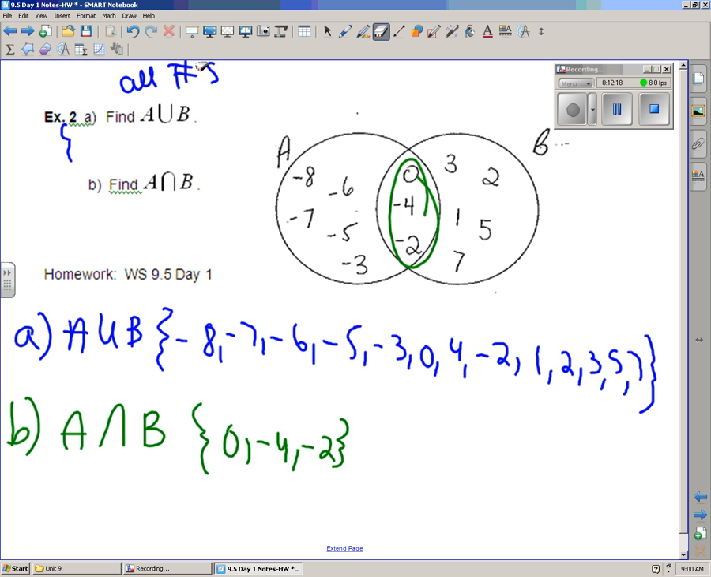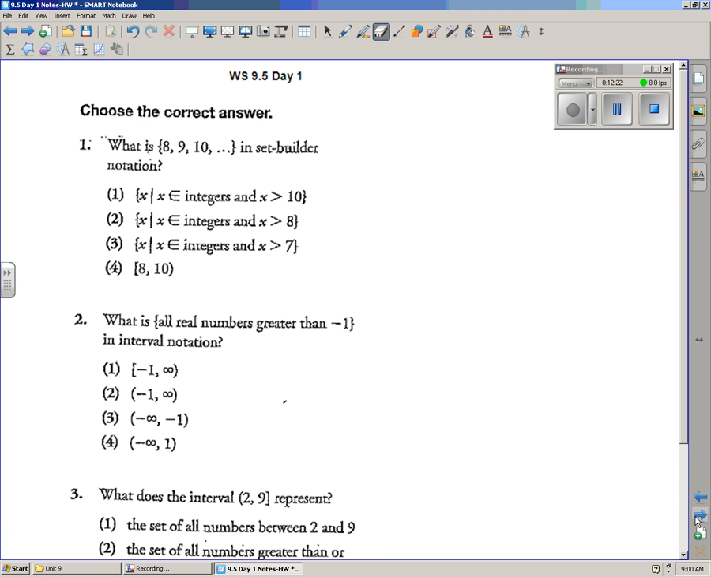Okay, so that should do it for you. When you see your homework, I think you're going to find that it's going to be a little bit more straightforward what they're looking for in terms of union, intersection, or intervals.